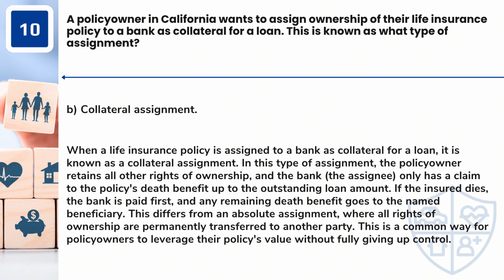If the insured dies, the bank is paid first, and any remaining death benefit goes to the named beneficiary. This differs from an absolute assignment, where all rights of ownership are permanently transferred to another party. This is a common way for policy owners to leverage their policy's value without fully giving up control.